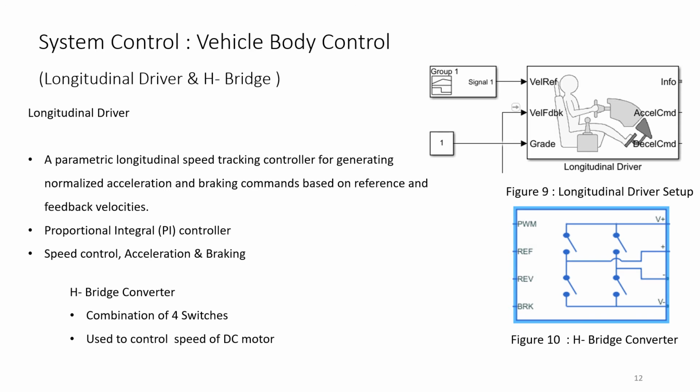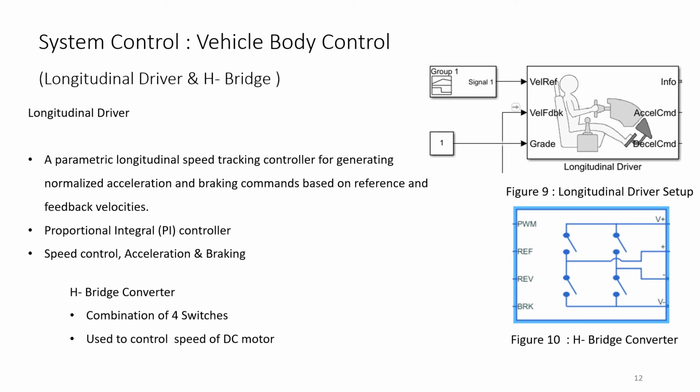The speed of the solar power golf cart is controlled with the help of a longitudinal driver block as well as the use of an H-bridge converter. The longitudinal block is a proportional integral controller which takes feedback with respect to the vehicle velocity and compares it with the input velocity, allowing the longitudinal speed tracking controller to generate normalized acceleration and braking commands. The output of the longitudinal driver is forwarded to the DC motor in order to control the speed of the vehicle with the help of an H-bridge converter.